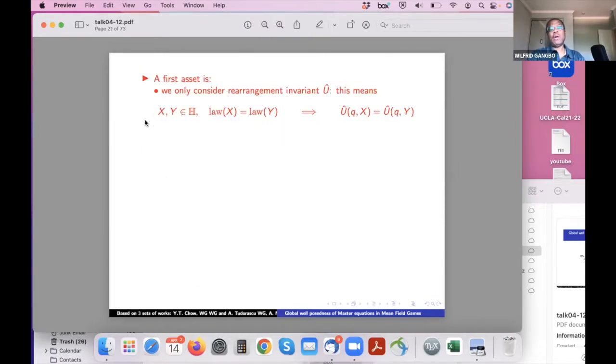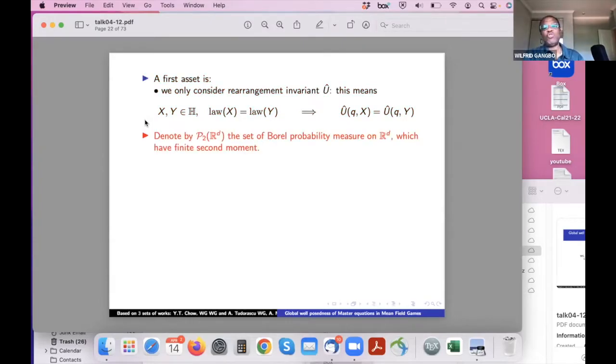So our lock in a mean field game is we are not considering arbitrary U hat. We are considering U hat which are rearrangement invariant. What I mean is if X and Y have the same law, then U hat applied to X has the same law as U hat applied to Y. Let us denote by P2 of Rd the set of probability measures on Rd which have a finite second moment.